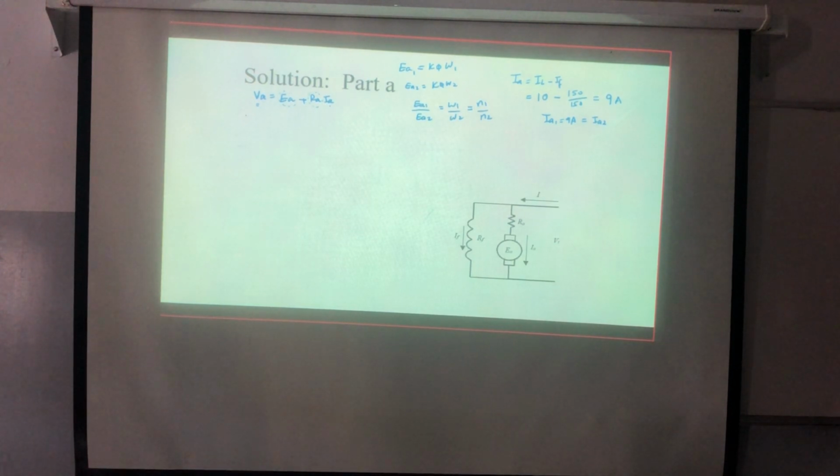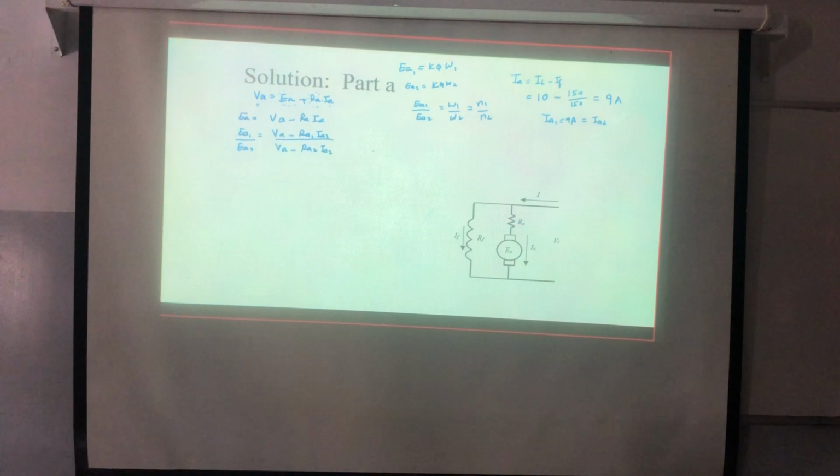Now, if I need to calculate EA, this is equal to VA minus RA IA. Correct? So simply from here, I can say that EA1 should equal VA minus RA1 IA1, over EA2, and this will equal VA minus RA2 IA2. And this will equal N1 over N2. Good. So now I think we can solve it.